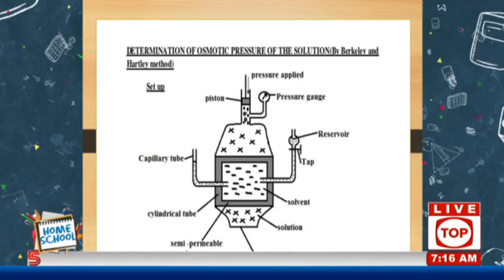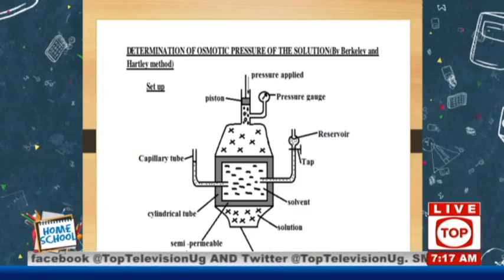Once you have set up the experiment, the solvent will start to flow from where it is into the solution, and it will force the solvent level in the capillary tube to fall slowly. In that capillary tube, you will see the solvent going down. That means there is loss of the solvent in the cylindrical tube. Please, I've said that we are going to use that diagram to explain everything.